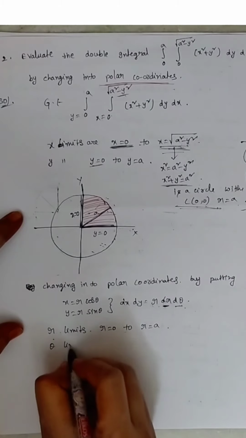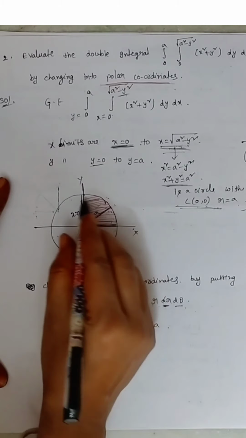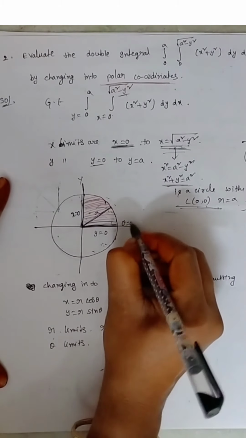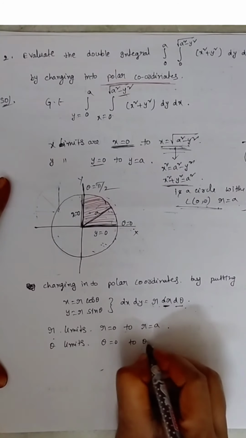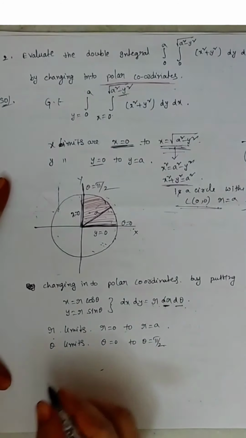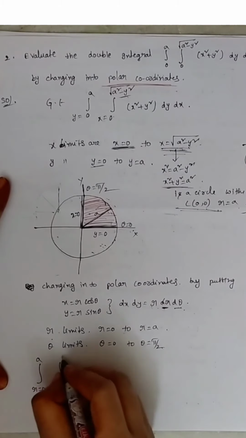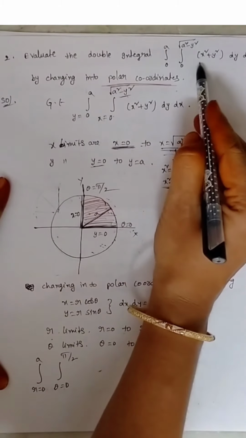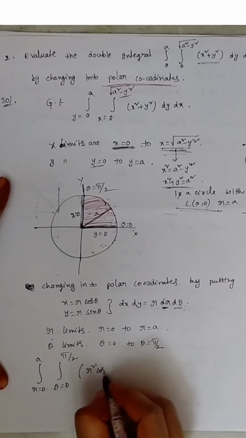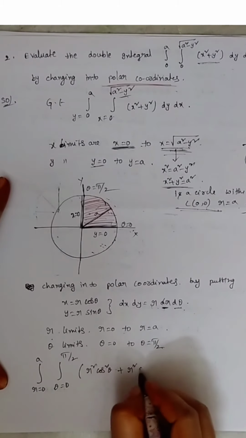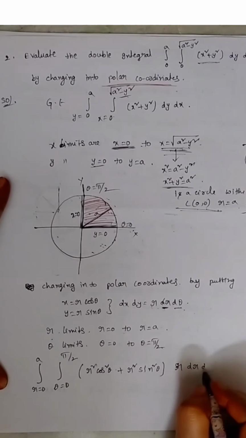And next, theta limits. This region is in the first quadrant. First quadrant angle is theta equals to 0 to theta equals to pi by 2. Now next, find the integration. Integral r equals to 0 to a, integral theta equals to 0 to pi by 2. What is the function? x square plus y square. x square means r square cos square theta plus y square means r square sin square theta, into dx dy, that means r dr d theta.